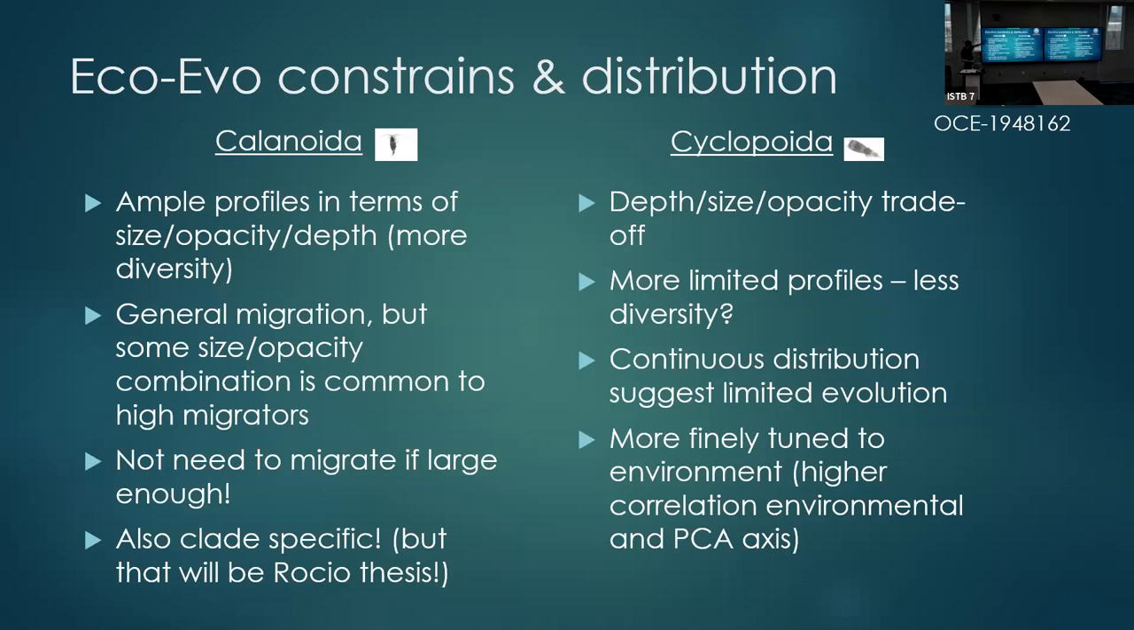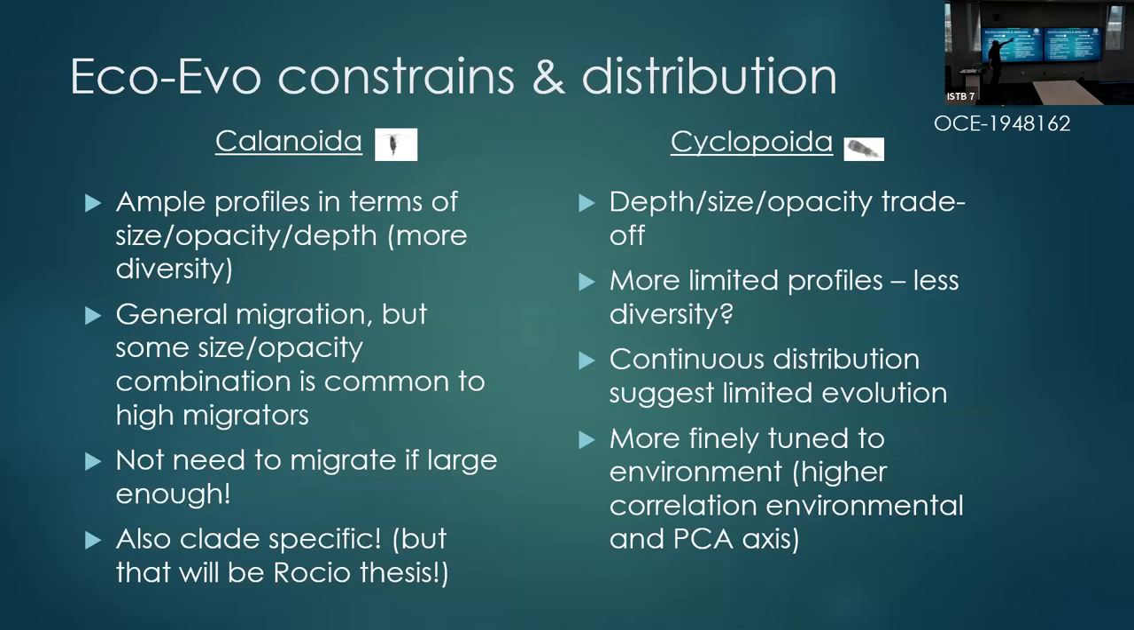But for calanoids, then we know there are different profiles in terms of size, opacity, they are everywhere, they're more diverse. They have general migration. Also, there is this group, they have some size opacity combination that is the ideal if you want to be a strong migrator. And if you're large enough, you don't need to migrate. I think there will be more things, but this is part of Rocio's thesis.